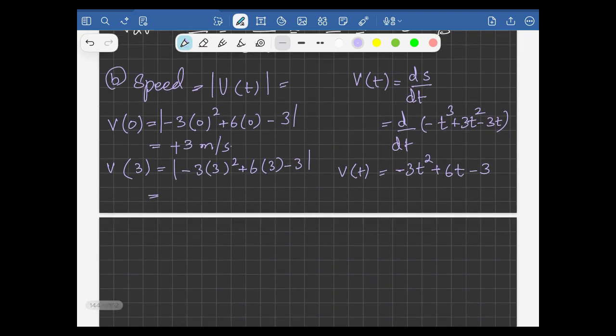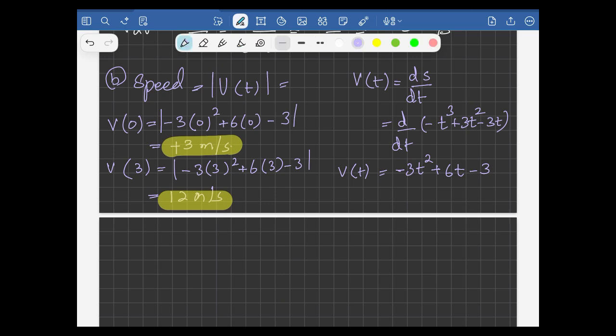A little bit of calculation, let's do this on the calculator. So this will result in 12 meter per second. So 3 meter per second and 12 meter per second.